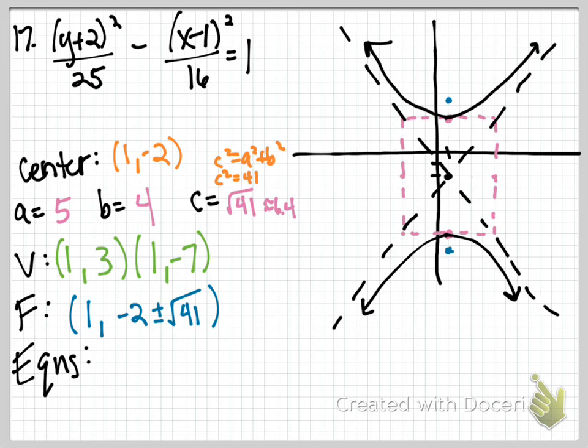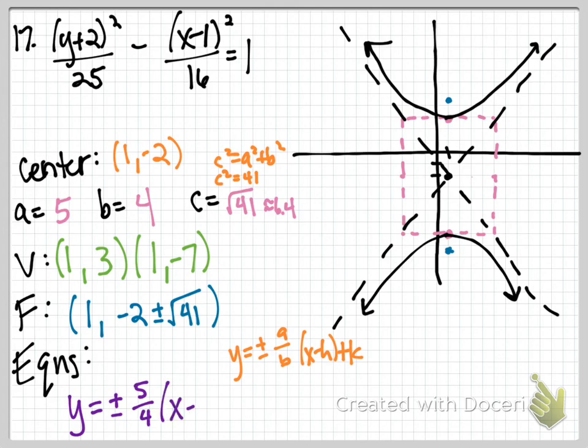All right, the equations of my asymptotes. So when you look at your formula for a vertical hyperbola, you'll notice that it's y equals plus or minus a over b, x minus h, plus k. So I have y equals plus and minus 5 over 4, x minus 1, minus 2. And I'm done.